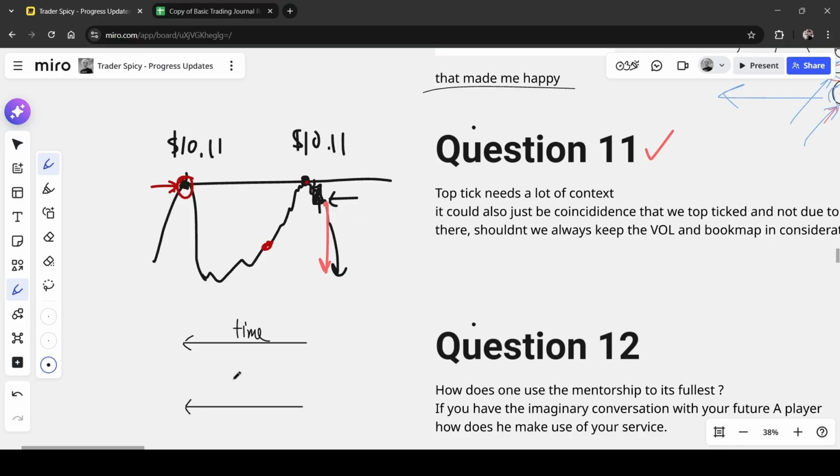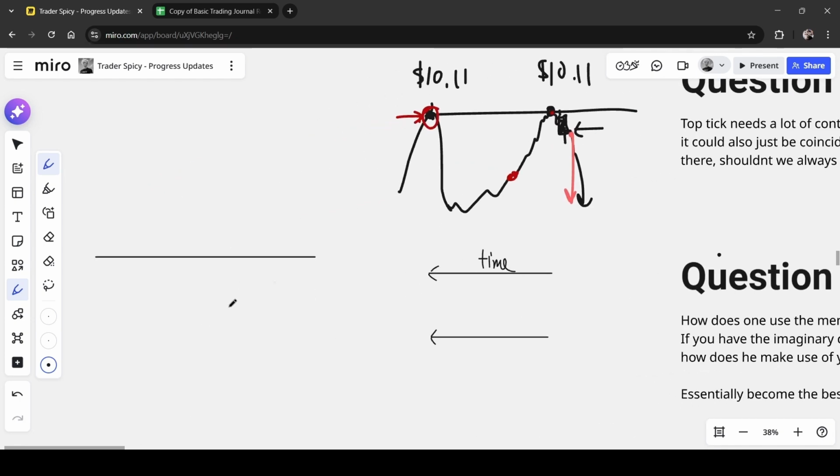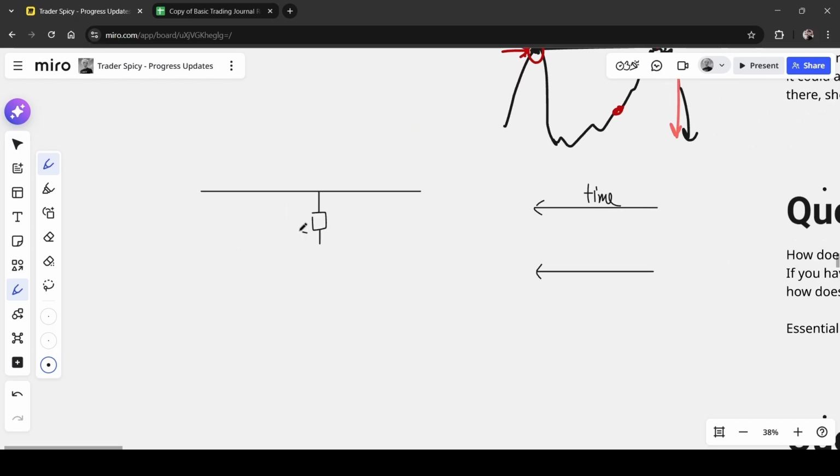The second one is, what was the volume of market orders that was executed on that top tick candle? So if this is the resistance and then price top ticked it like that, let's say that's the previous candle, and this is the next candle, and this candle is red, and it top ticked this level.